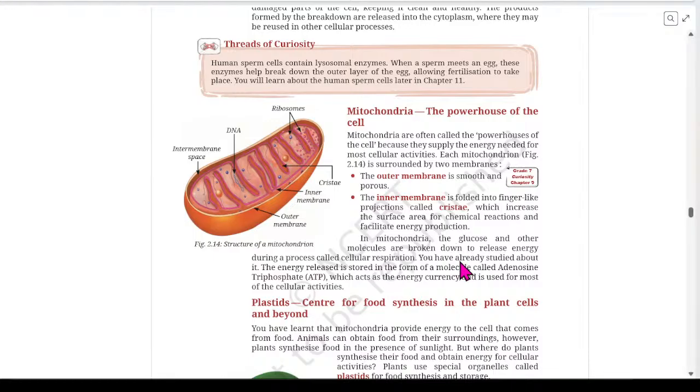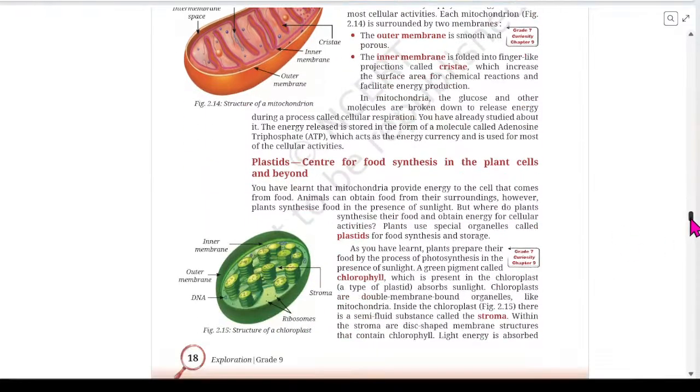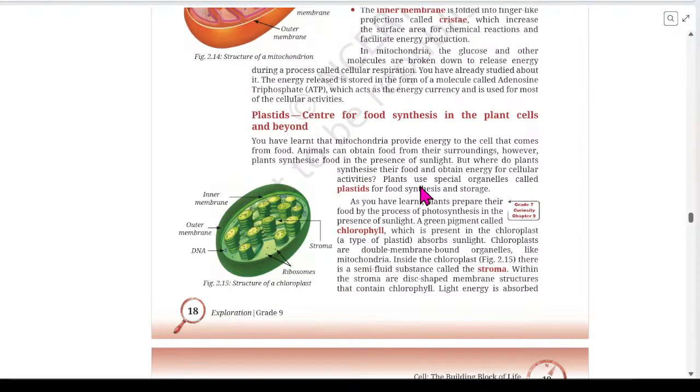The energy released is stored in the form of a molecule called adenosine triphosphate, or ATP, which acts as the energy currency and is used for most of the cellular activities. Plastids are the center for food synthesis in the plant cells and beyond. You have learned that mitochondria provide energy to the cell that comes from food. Animals can obtain food from their surroundings. However, plants synthesize food in the presence of sunlight. But where do plants synthesize their food and obtain energy for cellular activities?